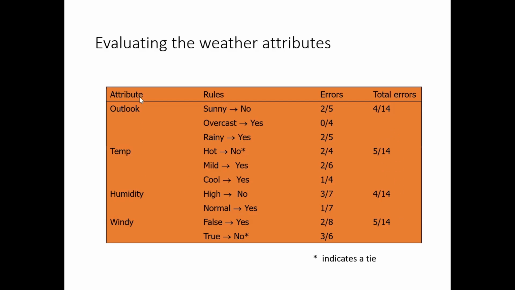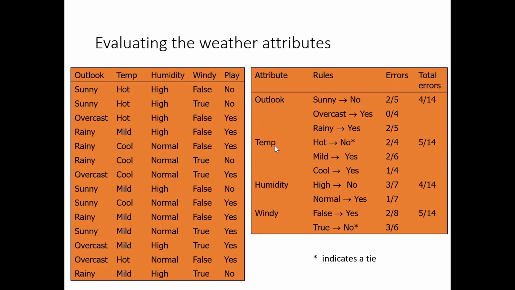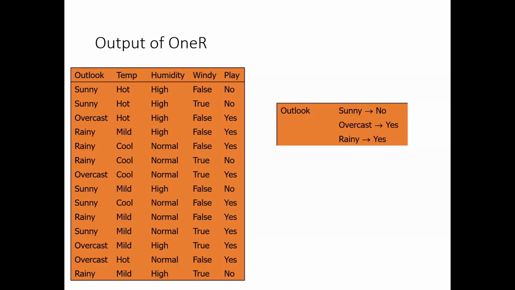And then we have 2 candidates with the lowest error rate. We can use either Outlook or humidity. The idea is when you have 2 candidates like this, you choose one. So in our case, we are going to select Outlook as the outcome. It could be humidity as well.